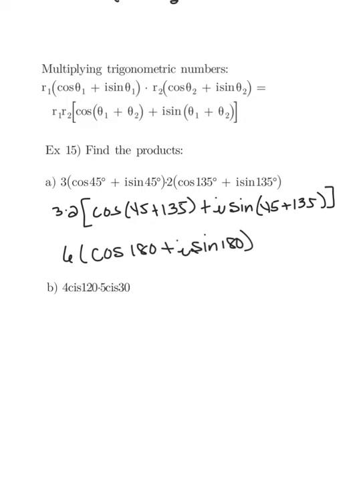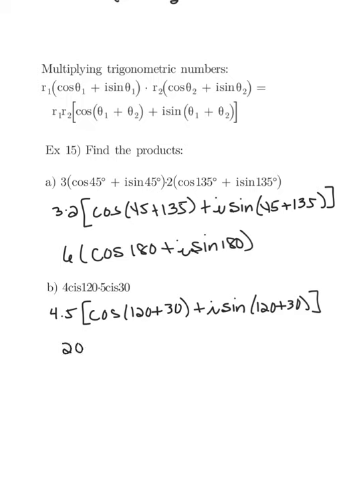The process does not change when the numbers are written in cis form. So the r's are 4 and 5. We're going to take 4 times 5. We are going to have the cosine of 120 plus 30 plus i times the sine of 120 plus 30. Our product then is 20 cosine of 150 plus i sine of 150.